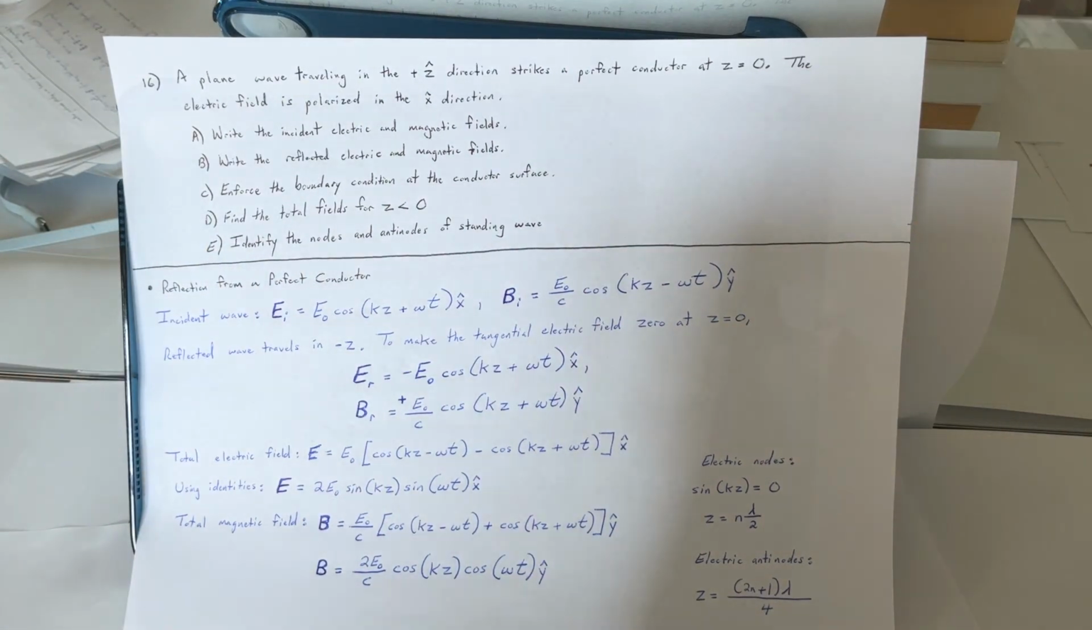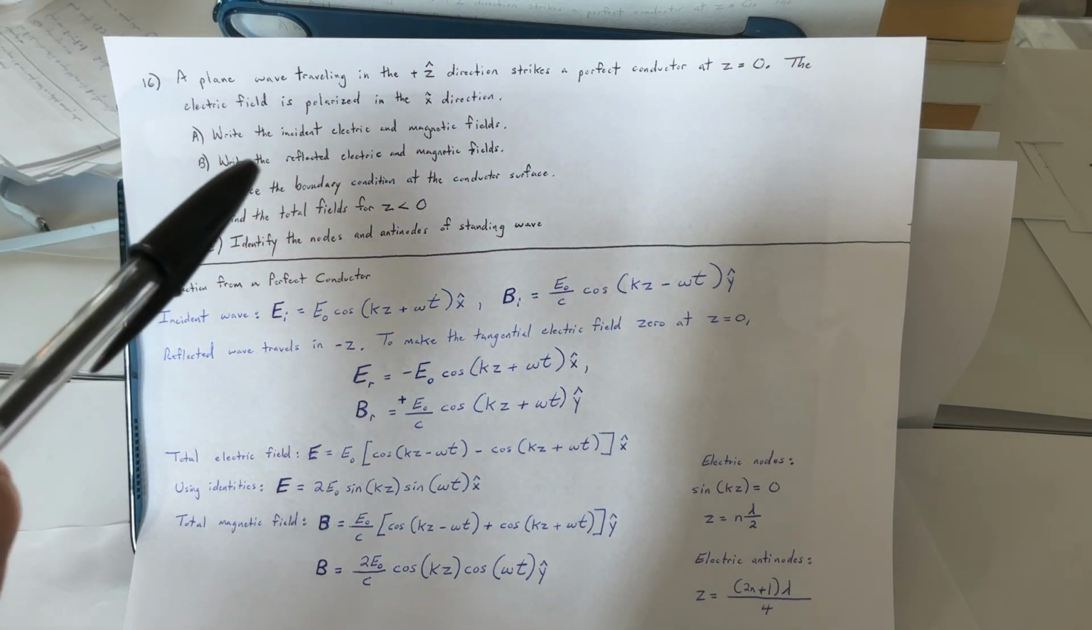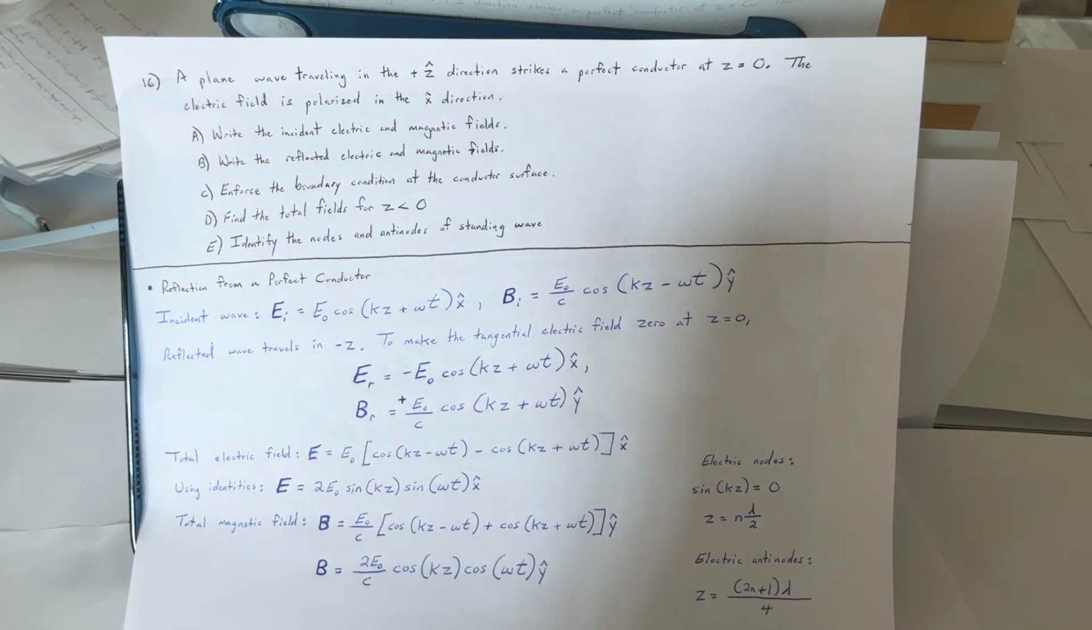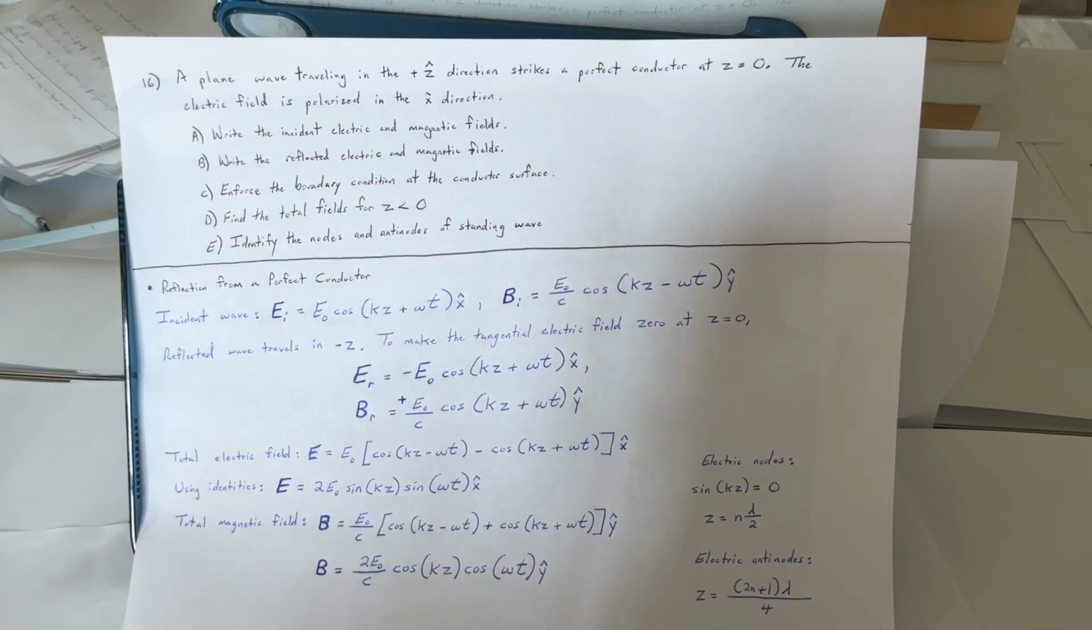Okay, 16. A plane wave traveling in the plus z hat direction strikes a perfect conductor at z equals 0. The electric field is polarized in the x hat direction. A, B, C, D, E. Write the incident electric and magnetic fields. Write the reflected electric and magnetic fields. Enforce the boundary condition at the conductor surface. Find the total fields for z less than 0. Identify the nodes and antinodes of the standing wave.